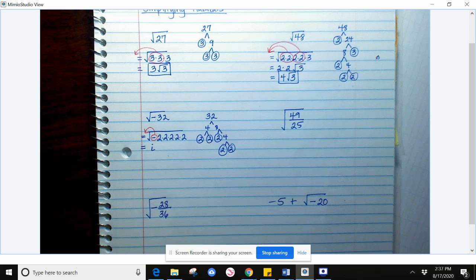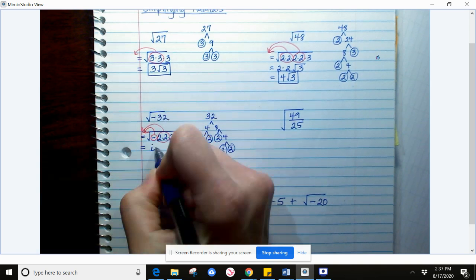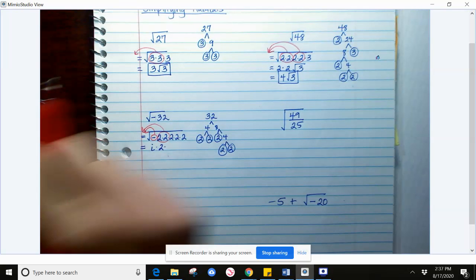So let's look for pairs here. We've got a pair of 2s. So we're going to have a 2 there to represent that. And then we've got another pair of 2s.